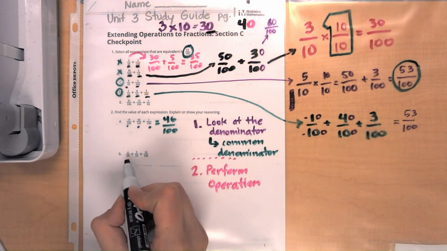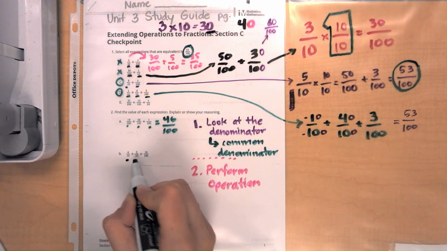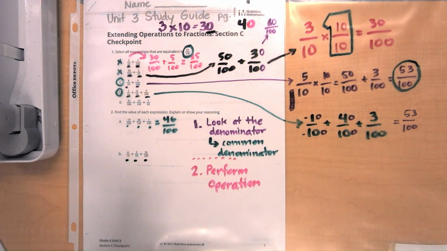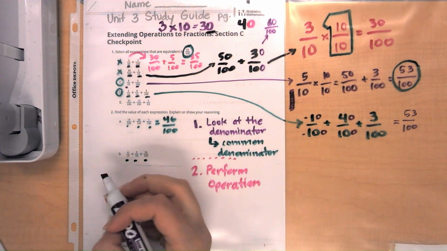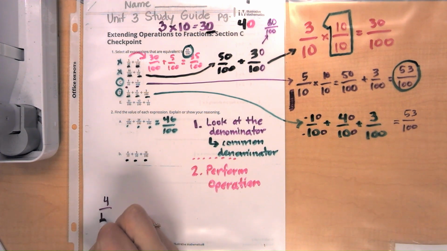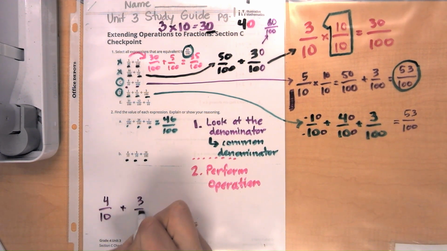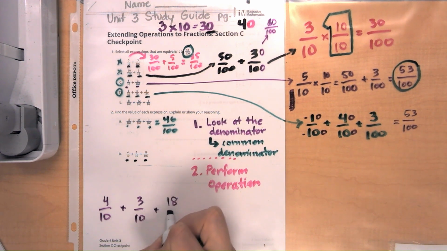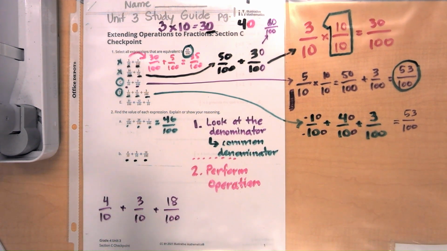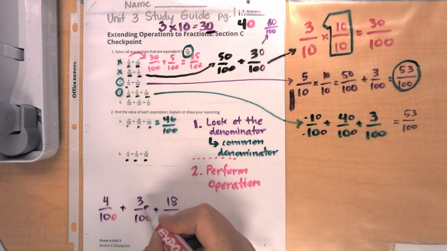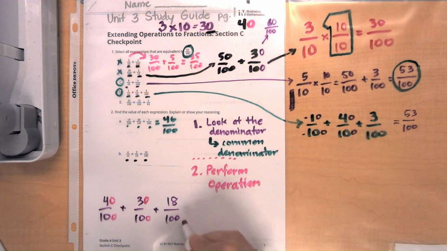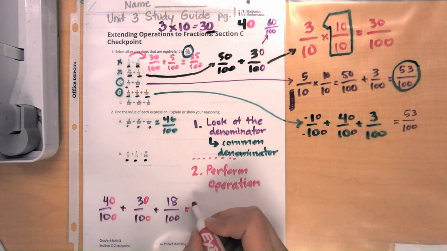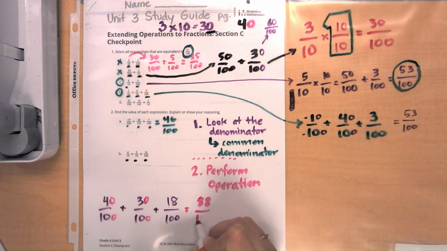Same thing down here for B. Look at that denominator. Tenths, tenths, hundredths. So what I'm going to do is I'm going to write this down here. 4 tenths plus 3 tenths plus 18 hundredths. And I know that I have to have common denominators. So this is 100. I'm going to go ahead and just turn these into hundreds. Whatever I do to the bottom, I must do to the top. And so then I'm going to have a 0 here and a 0 here. Going to add these things up, and they are going to total 88 100ths.